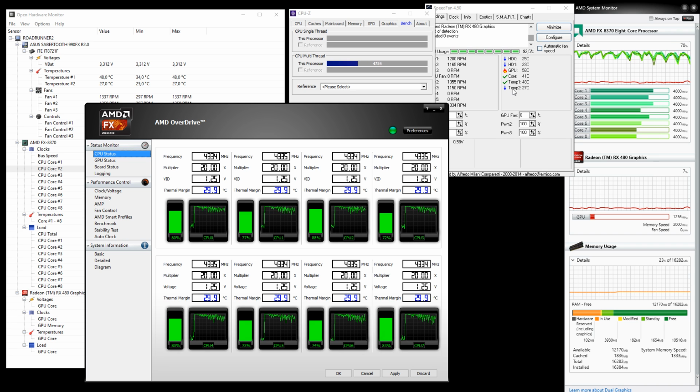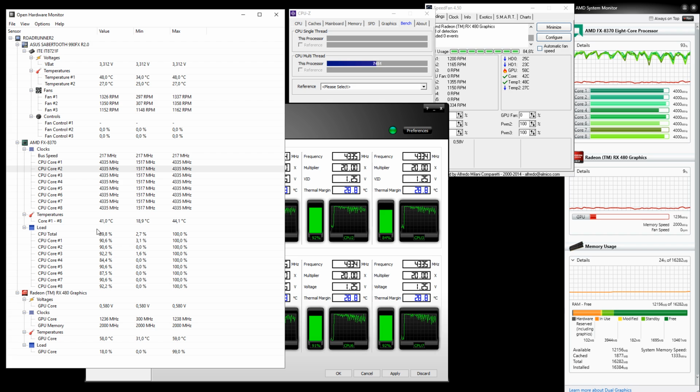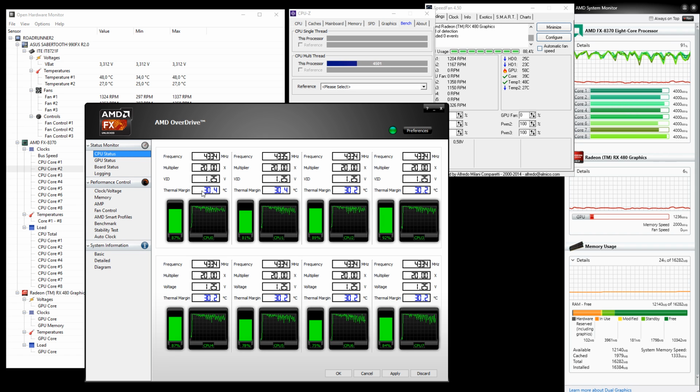So let's see. This thing says that we are running at 41 degrees Celsius. This one is saying that we have about, let's say, 30 left, give or take. So that would be 70 Celsius, give or take, would be its max. So, just around 30, that's not terrible.